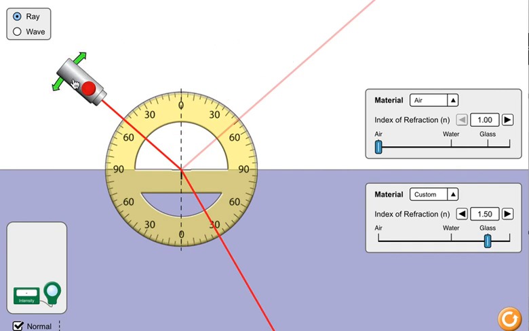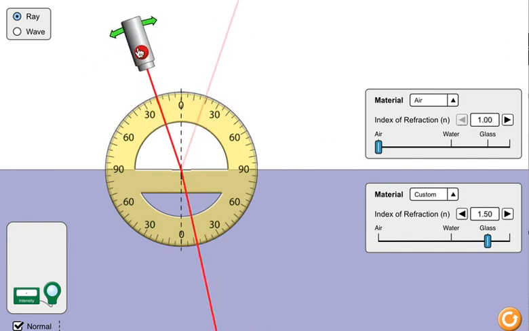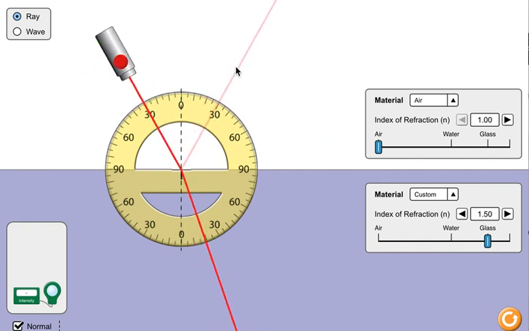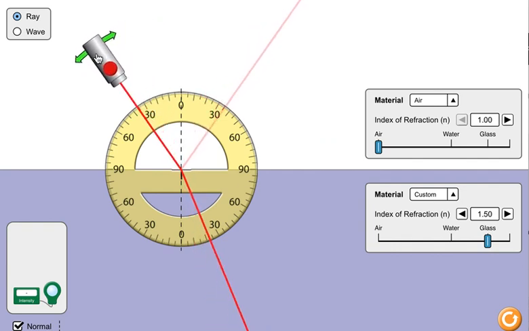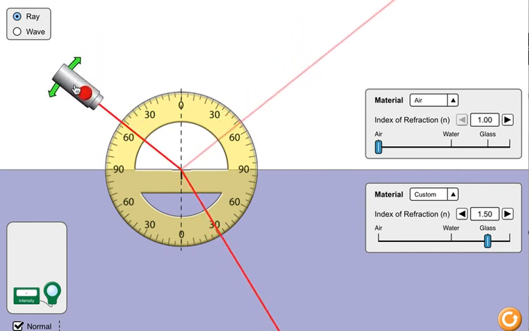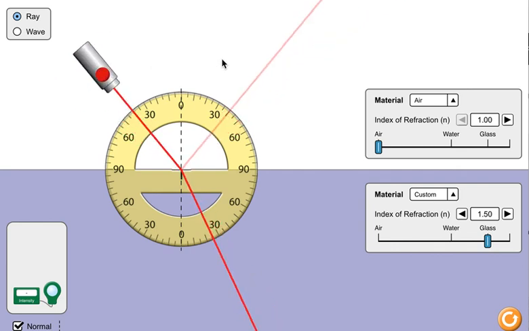Okay, so in your experiment, what you'll do is move this round different angles of incidence and measure the different angles of reflection, and then hopefully you'll be able to make some kind of conclusion from that. Okay, right, well, that's just a really quick introduction into reflection and how you can carry out an investigation using this simulator.